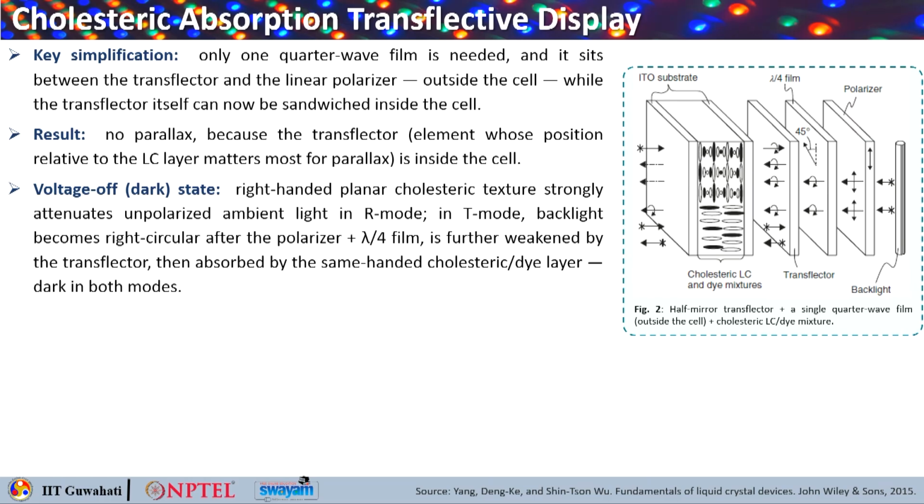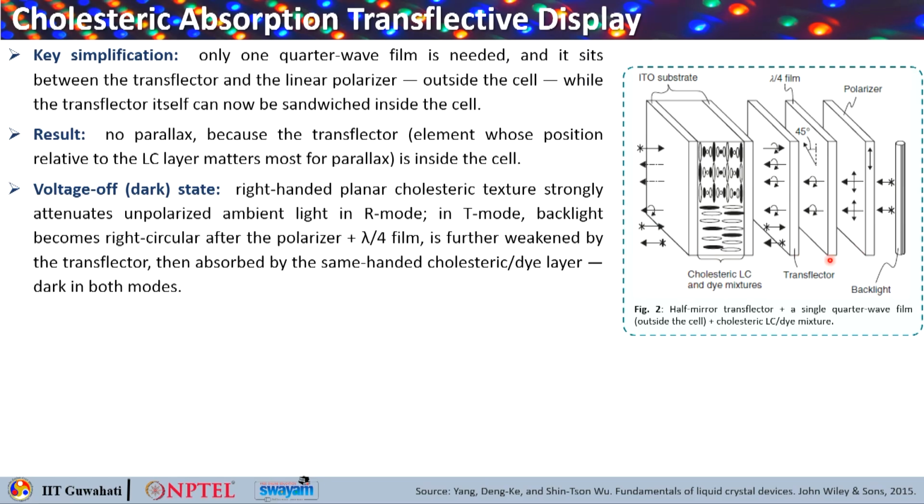Now let us see how the voltage-off, or dark, state is obtained. In the voltage-off state, the cholesteric liquid crystal dye layer is in its right-handed planar helical texture. In the case of R mode, the unpolarized ambient light is heavily attenuated simply by passing through this absorbing helical structure twice, one path going in and another coming out. So it becomes almost completely dark in the reflection mode.